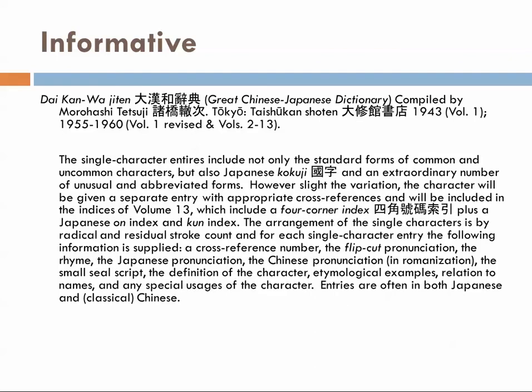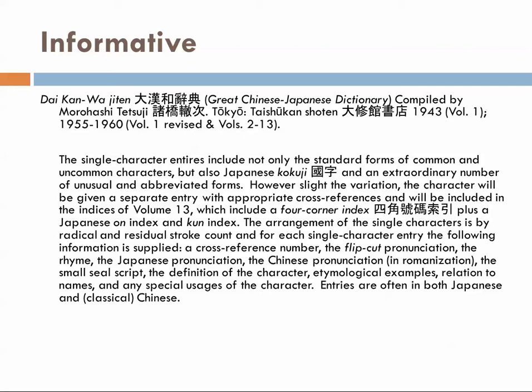Here's an informative annotation of Morohashi. Notice as we read through this that I'm not assessing the book. I'm not making a judgment call on it. I'm describing it. The single character entries include not only the standard forms of common and uncommon characters, but also Japanese kokuji and an extraordinary number of unusual and abbreviated forms. However slight the variation, the character will be given a separate entry with appropriate cross-references and will be included in the indices of Volume 13, which include a four-corner index plus a Japanese on index and a kun index.